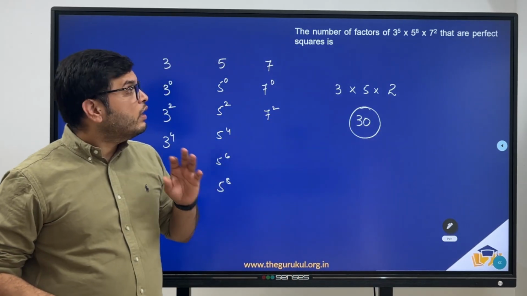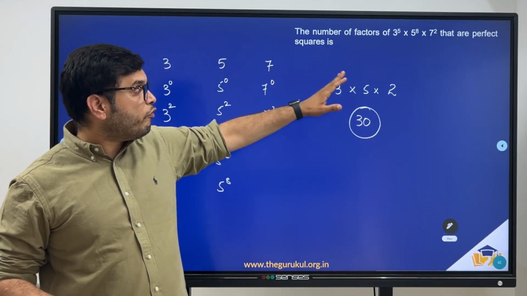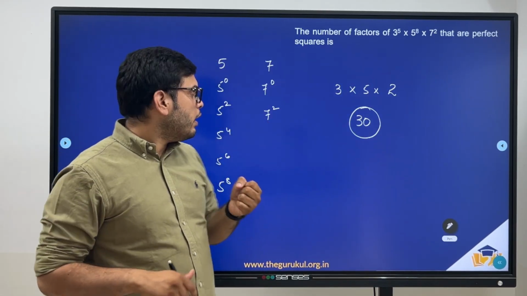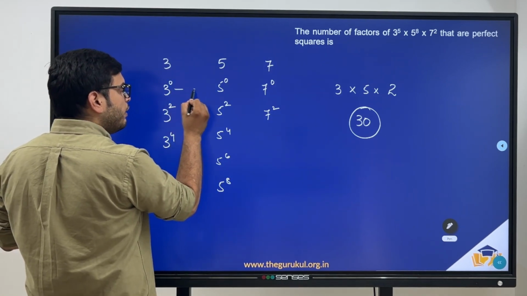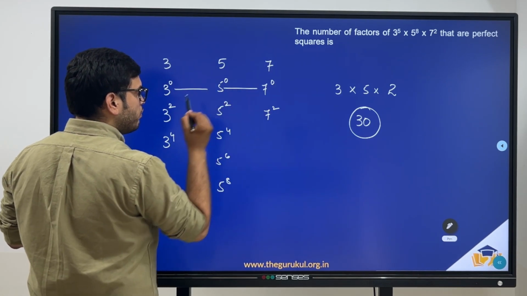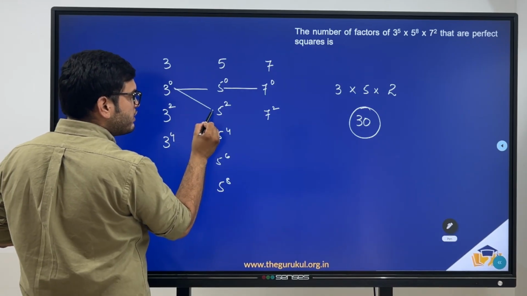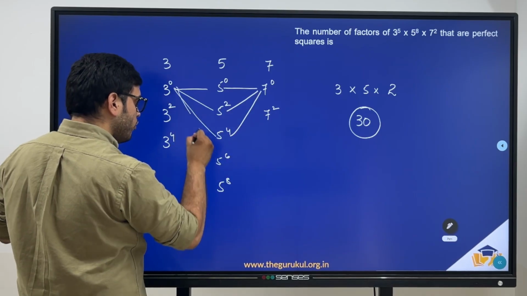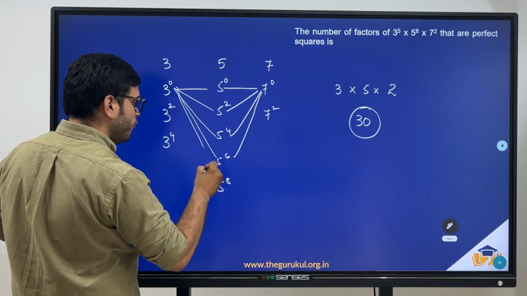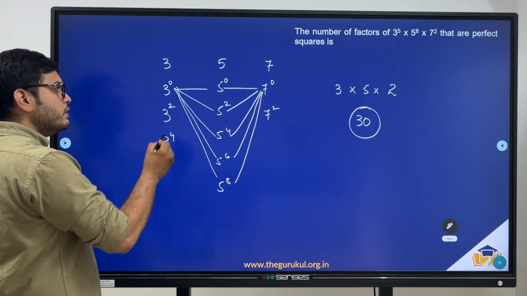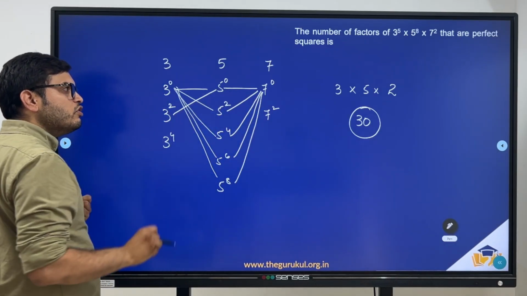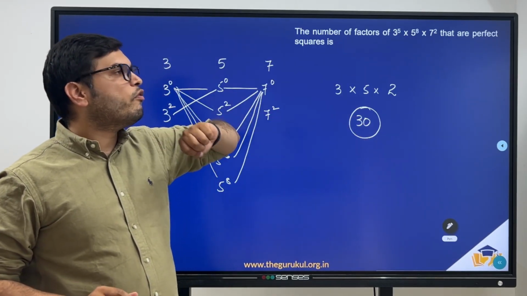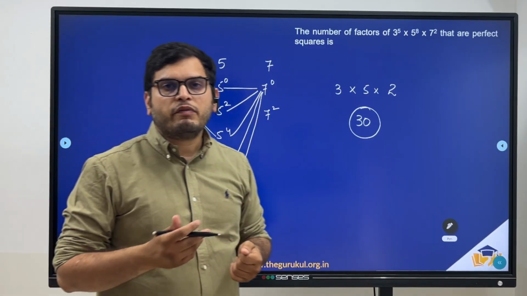So there will be 30 factors of 3 power 5 into 5 power 8 into 7 power 2 that are perfect squares. Those perfect squares will be 3 power 0 into 5 power 0 into 7 power 0, 3 power 0 into 5 square into 7 power 0, 5 power 4 into 7 power 0, 5 power 6 into 7 power 0, 5 power 8 into 7 power 0. Similarly, 3 square into 5 power 0 into 7 power 0, and so on. You will have 30 numbers which are factors of 3 power 5 into 5 power 8 into 7 power 2 that are perfect squares.